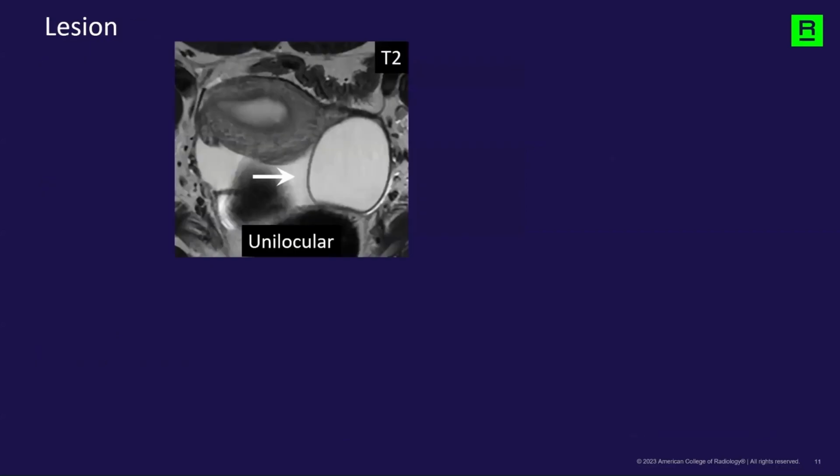Now let's turn our attention to non-physiologic lesions. Using the O-RADS MRI lexicon, cystic lesions can be further subdivided based on the number of loculations, either unilocular or multilocular. The definition of a unilocular cyst is one where there is a single compartment or chamber and no complete septation. In this example, the white arrow is pointing to a left adnexal unilocular cyst.